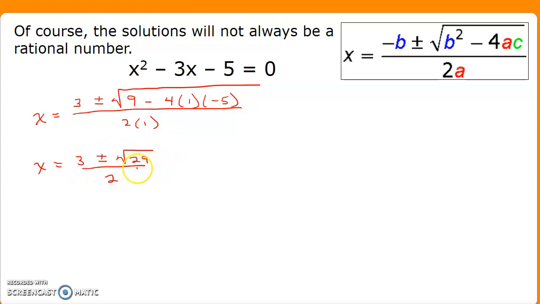Now 29 is not a perfect square, and it doesn't have any perfect square factors. I can't bring out any factors of 29 that have a square root. So I'm going to leave it like this, but understand there are two solutions. I have 3 plus the square root of 29 over 2, and I have 3 minus the square root of 29 over 2. And if you wanted exact numbers, you could put this in your calculator and get a decimal, but we're going to go ahead and leave it like that.